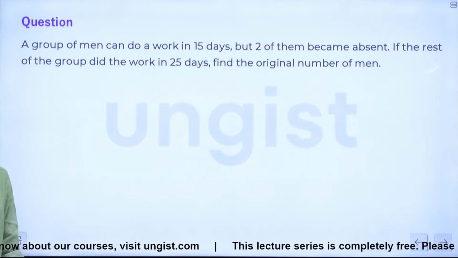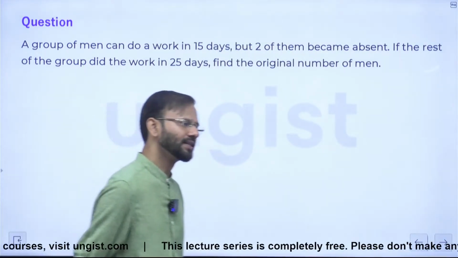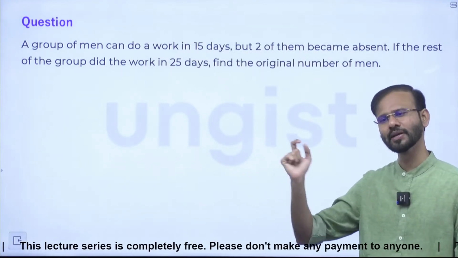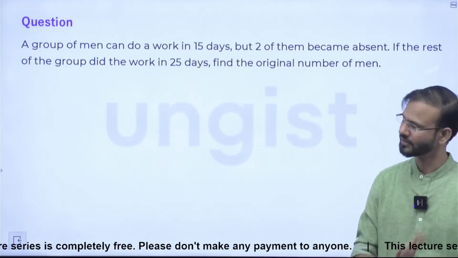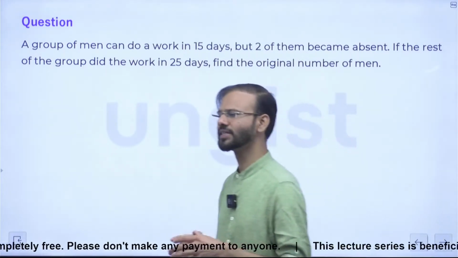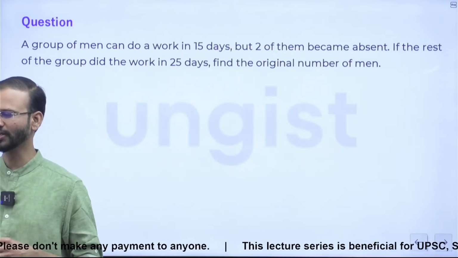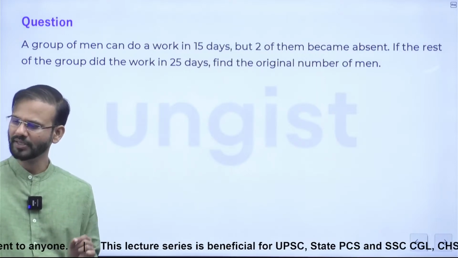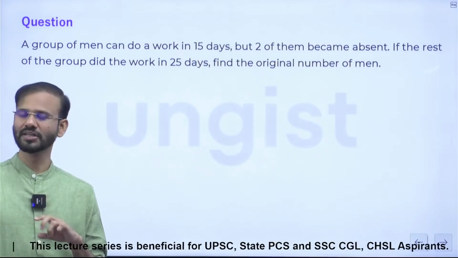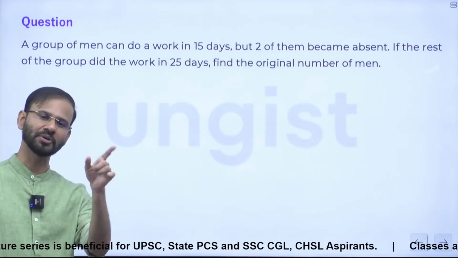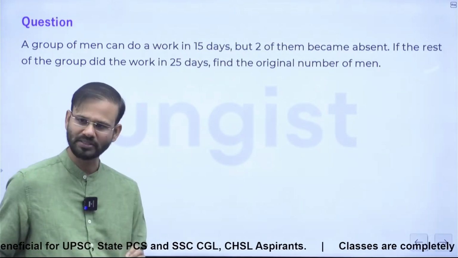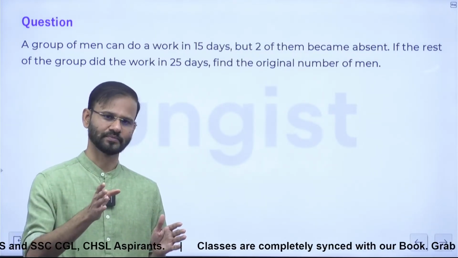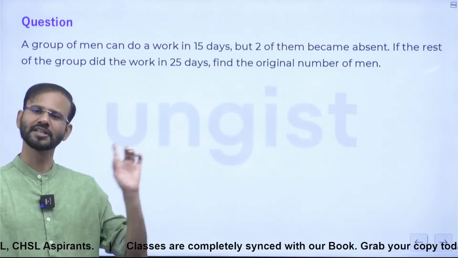Now friends, just read this question. See, this type of question we can solve with the help of one more process, but here we will be solving this question with the help of efficiency to time ratio, right? The question is saying a group of men can do some work in 15 days, but 2 of them became absent. If the rest of the group did the work in 25 days, find the original number of men assigned for that project, correct? And guys, in this type of question, it is an assumption that all the workers have the same efficiency, ठीक? Correct?